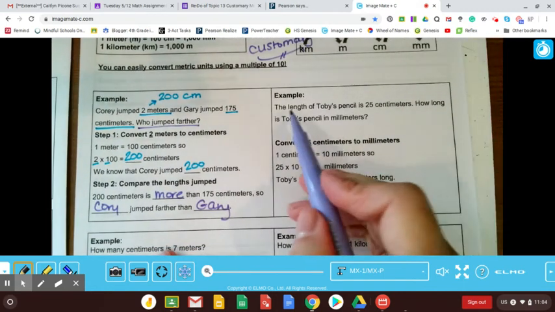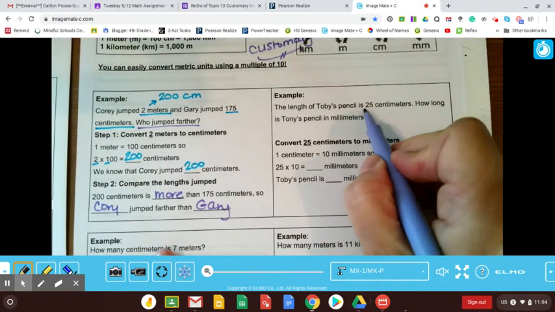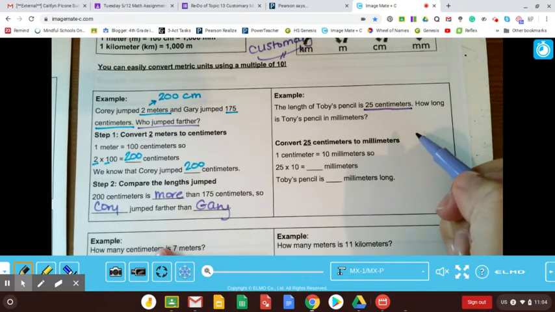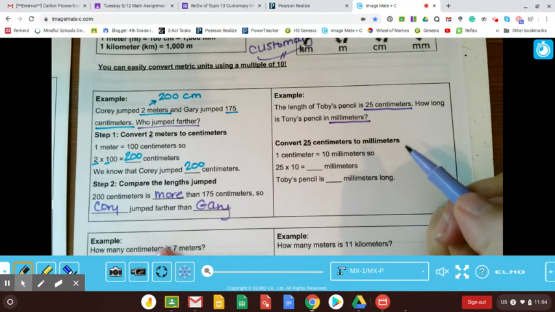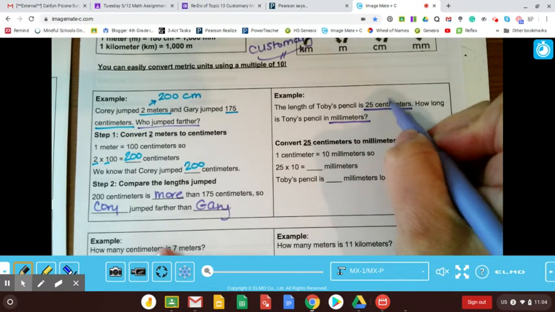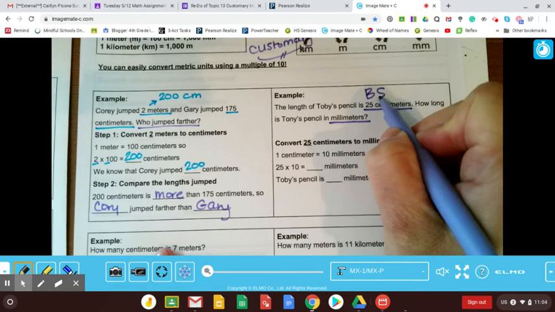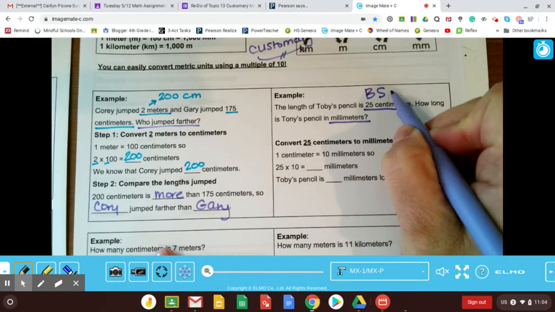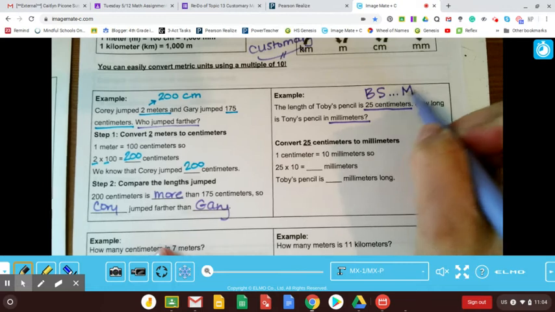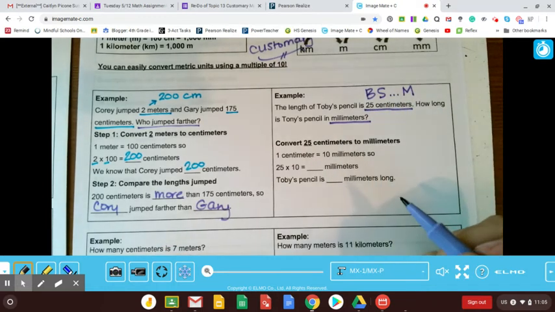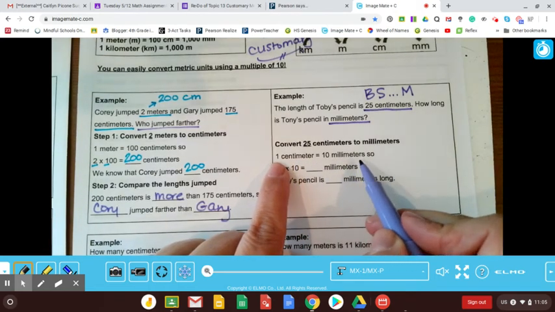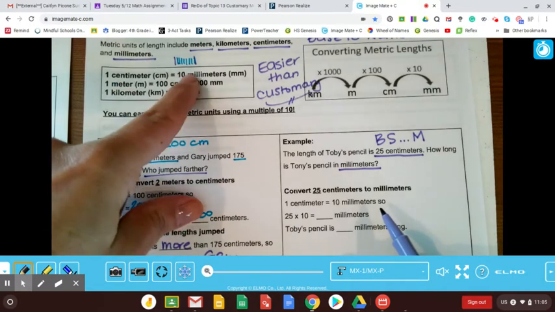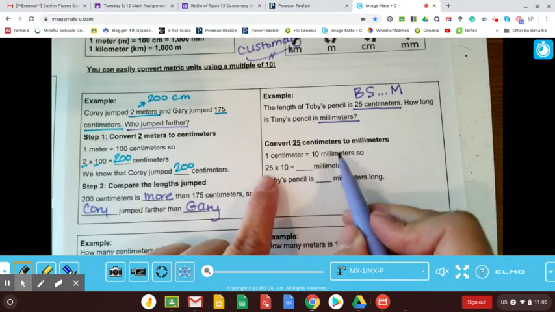All right, let's try another example. The length of Toby's pencil is 25 centimeters. How long is Toby's pencil in millimeters? So here we are going from a bigger unit to a smaller unit, millimeters, and so we are going to multiply. What are we going to multiply by? Well, we know that 1 centimeter equals 10 millimeters. How do we know that? It says it right up here. So we're going to multiply by 10.